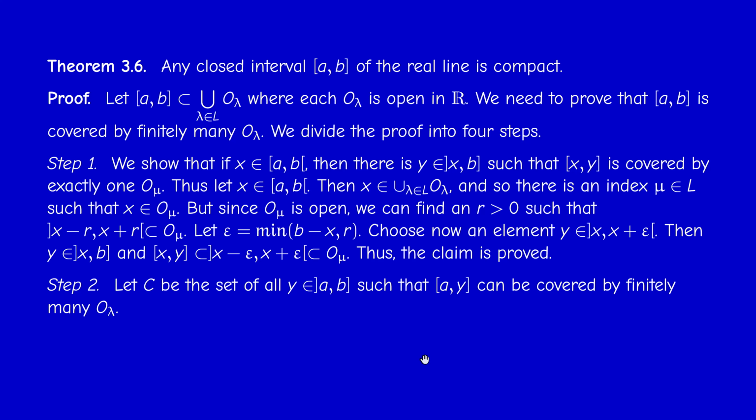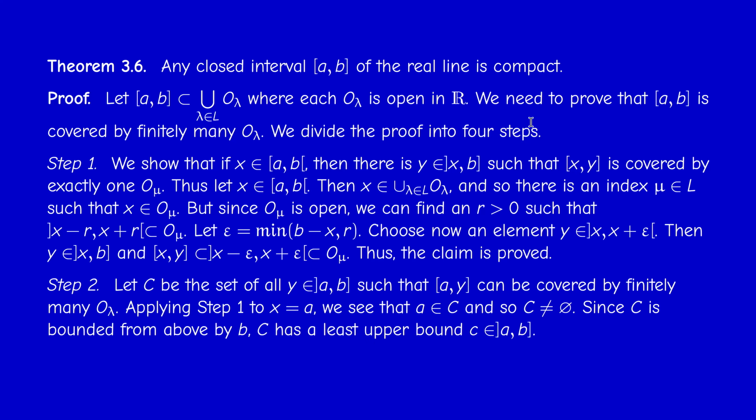So in this step, first of all, C is not empty. Why? Because it contains a. If I apply step 1 to x equal a, which I can do, then I can find an element y such that [a,y] is covered by one element, so by finitely many elements. Therefore, C is not empty. And by definition, C is contained in [a,b], so it's bounded from above by b. So it has a supremum. Denote the supremum by small c. Okay, so now I will prove two things: that small c belongs to capital C, and then c equal to b, and we are done.